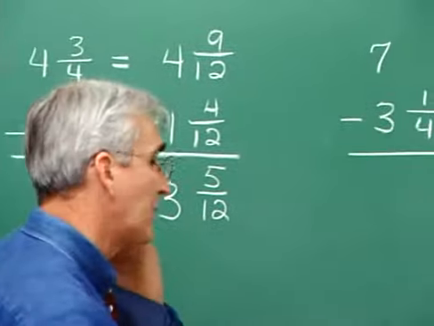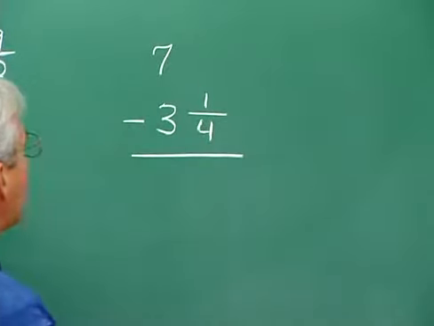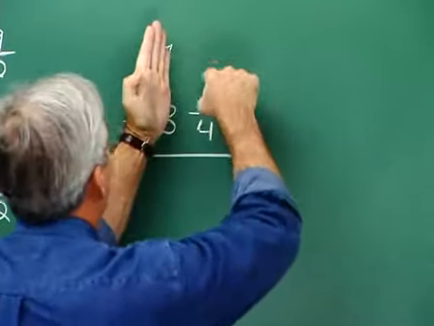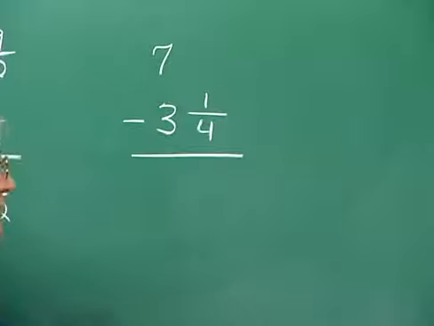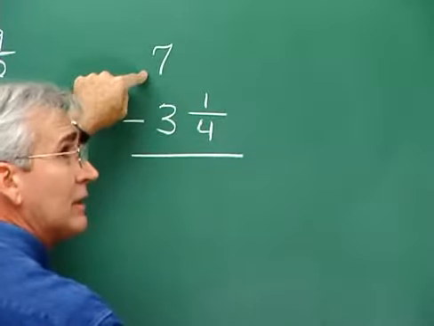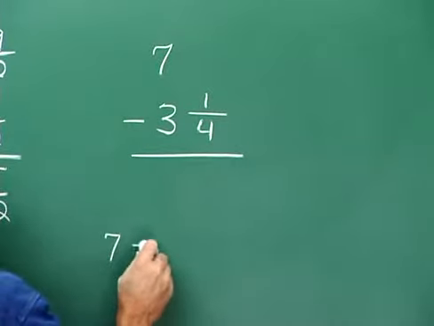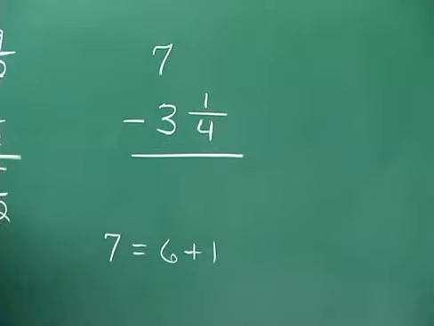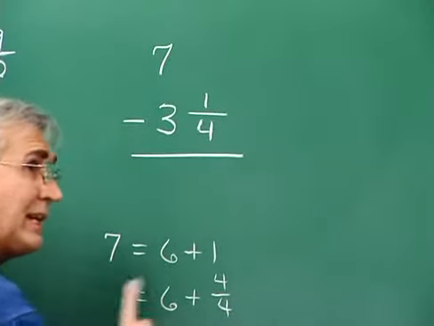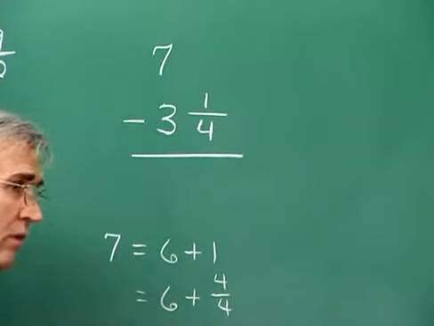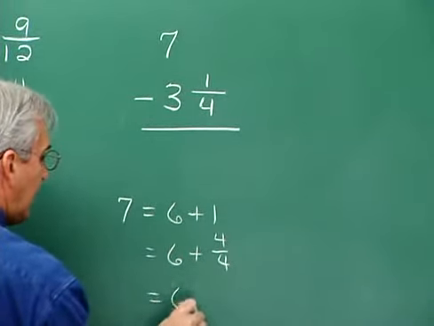Here's an interesting situation. It almost looks trivial, doesn't it? We have 7 and we're going to subtract 3 1/4. The problem with it is that we don't have any fractional part up here to take 1/4 away from. We need some fourths up here. And to find some fourths, we come over to the 7. We're actually borrowing from the 7. So we're going to think of 7 as 6 plus 1. And the 1 we're going to think of as 4/4 because we need a bunch of fourths to subtract 1/4 from. So we think of 7 as being 6 plus 4/4, and we're going to write it as 6 4/4 like this.